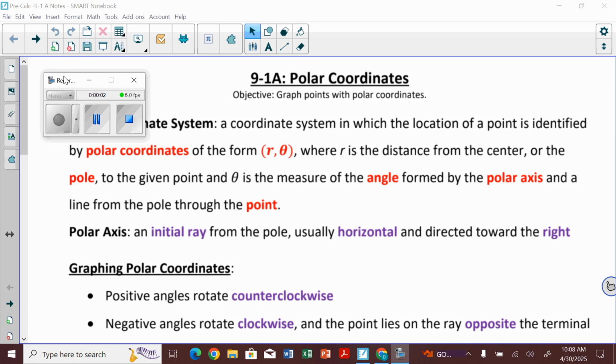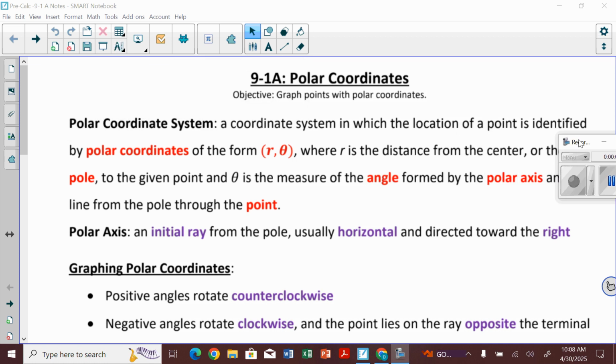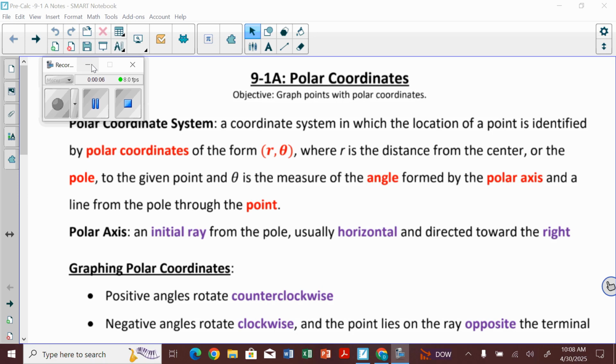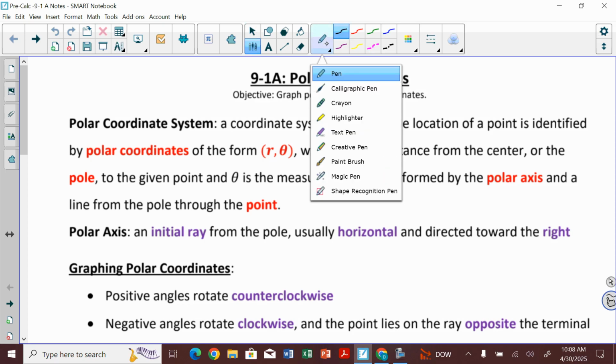Okay, chapter 9, guys. Polar coordinates. That's where we're at here. And we're going to break this into two sections. 9.1a, we'll talk about polar coordinates. All right, so what is a polar coordinate system? First, let's talk about that.